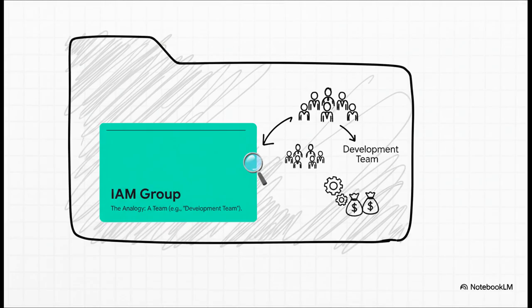Next up on the team is the IAM group. Now, a group isn't a person. It's more like a bucket. The analogy is super simple. It's a team, like your dev team or your marketing team. It's just a way to organize your people.